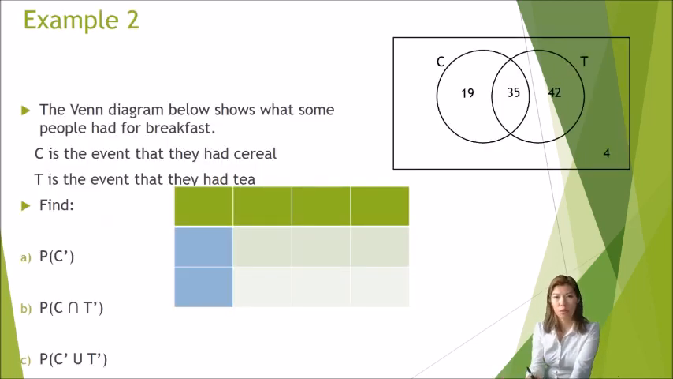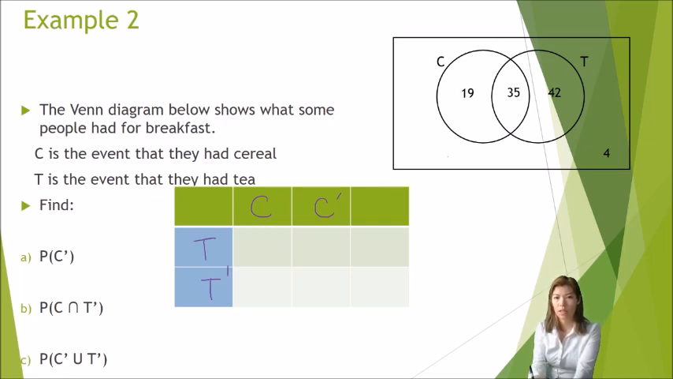Let's look at example 2. The Venn diagram below shows what some people had for breakfast. C is the event that they had cereal, and T is the event that they had tea. So C for cereal, not C, T, not T. Now we fill it in.